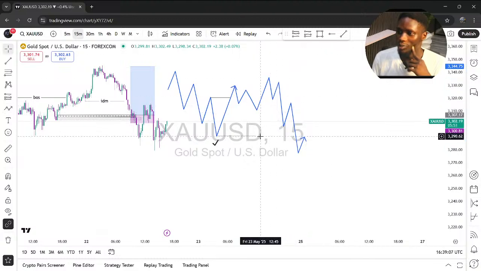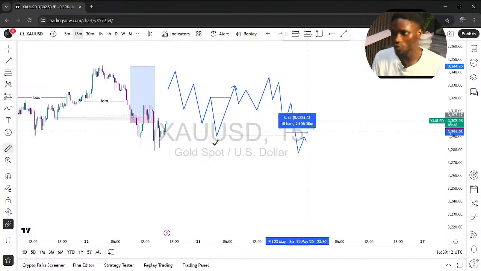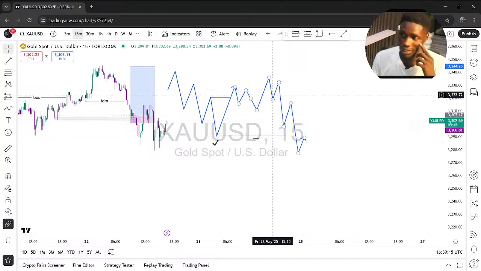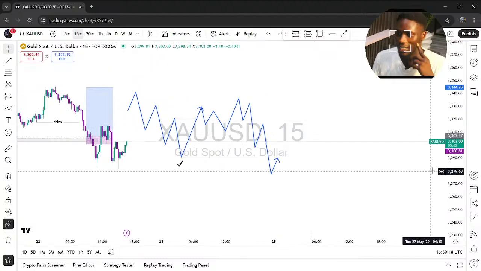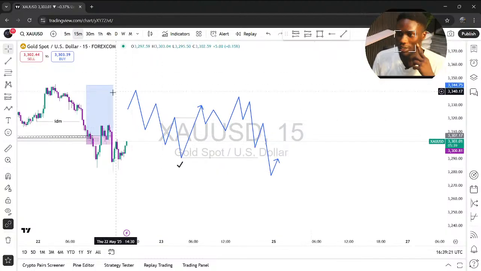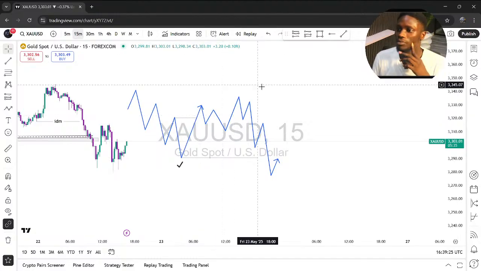So once this happens, there's an anatomy I have for structure, but I cannot give my structure anatomy now. I can just mention one or two things about it. But in the full class, I'm going to give the proper structure anatomy. Let me clear out this particular trade here. So what do we see here?